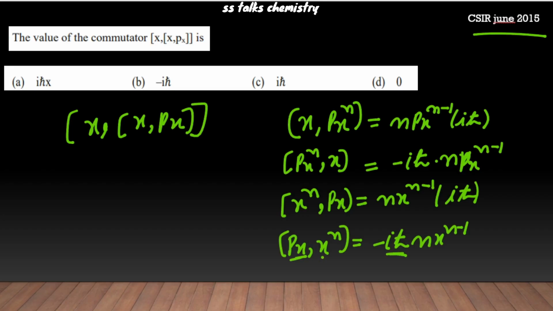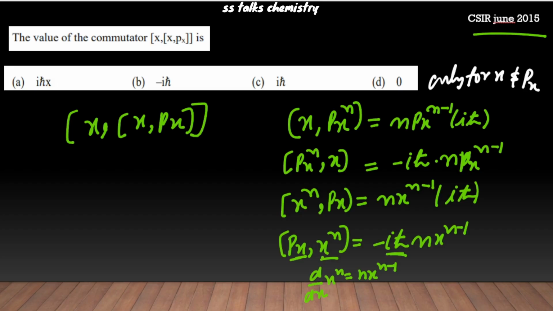Rest, the derivative part only, because it is x raised to the power of n. So d/dx of x^n is nothing but n x^(n-1). So like this you have to remember, but this is only for the position and the momentum. Okay, that too in the same directions.